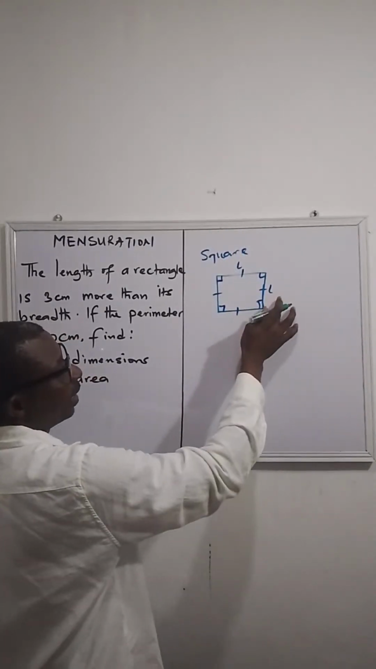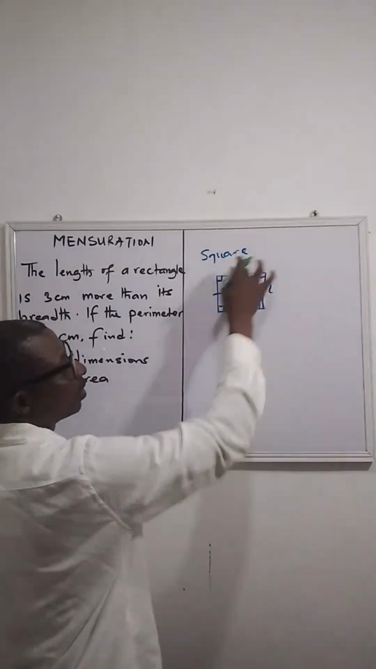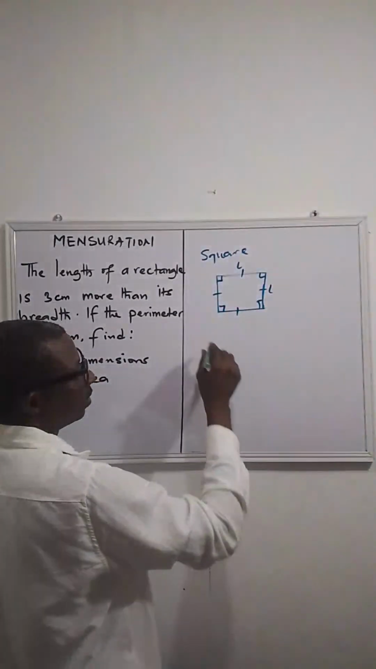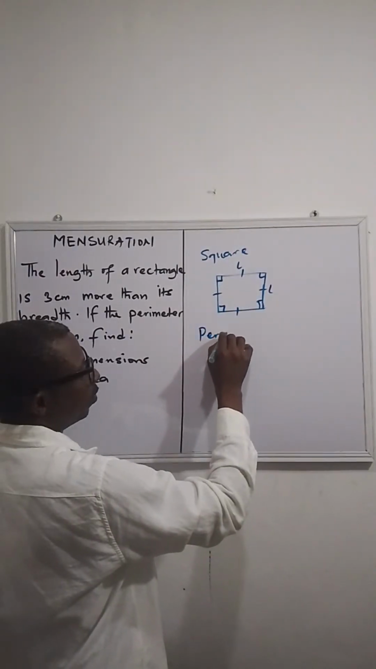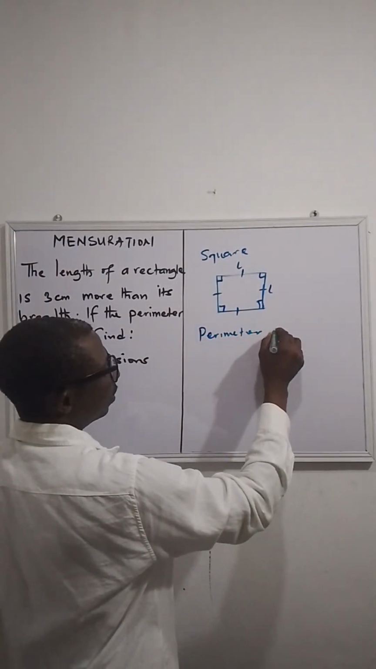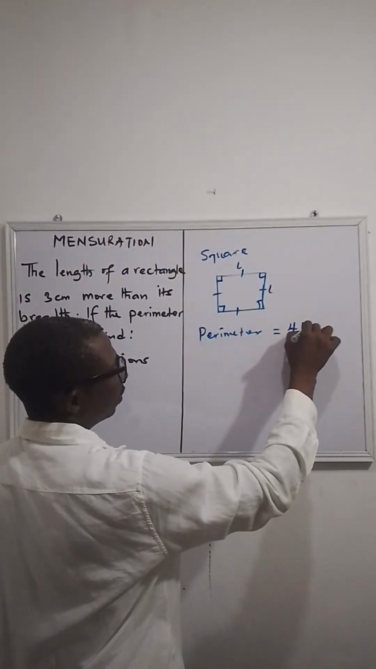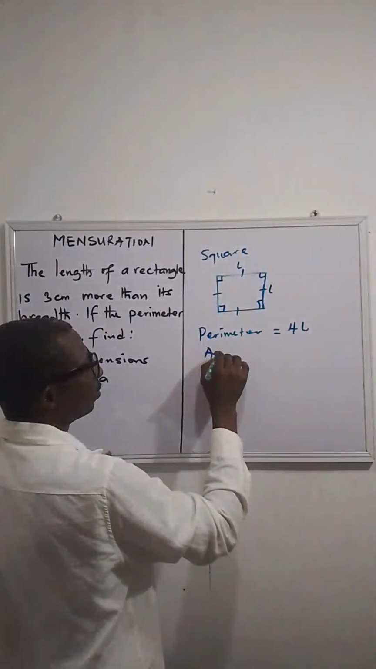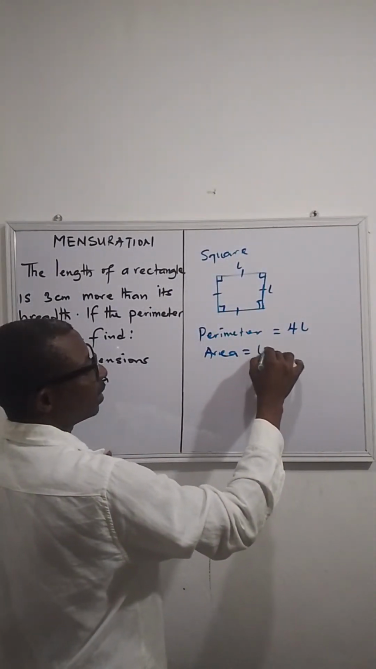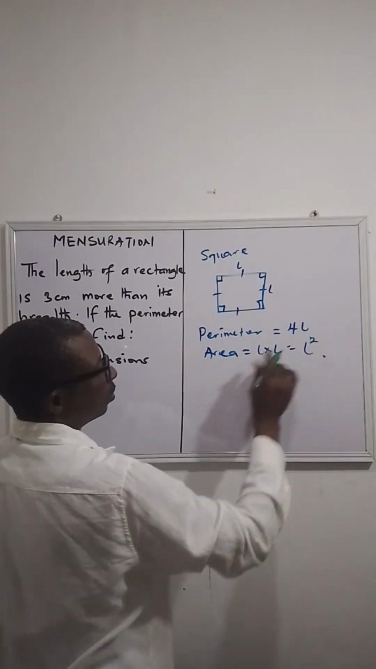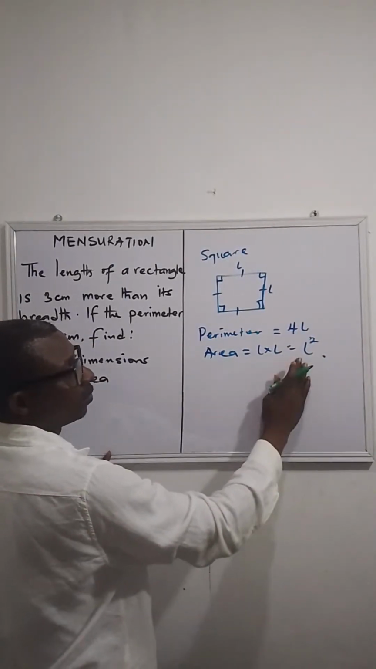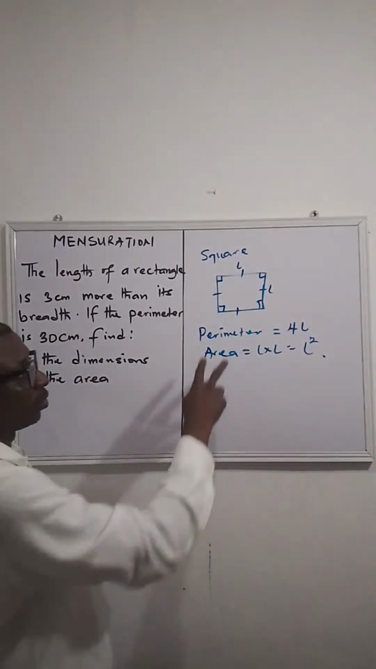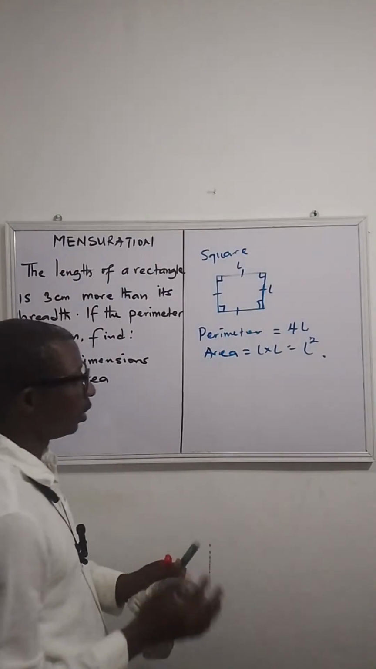To find the perimeter here, all you need to do is add the 4 sides together. Since one side is L, we have 4 sides here. So the perimeter of a square is 4L. We add the 4 sides together. While the area will be L times L, so that's L squared. This is the formula for finding the area and perimeter of a square. I hope you understand that. Please take note of this and keep it in your jotter.